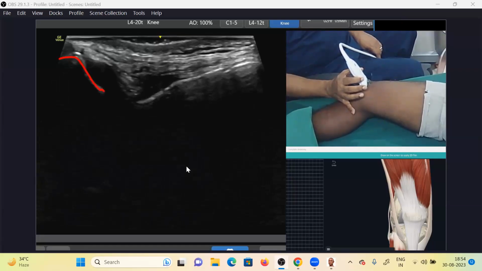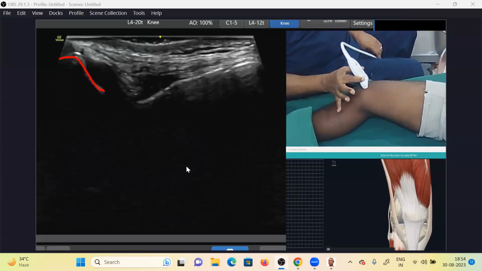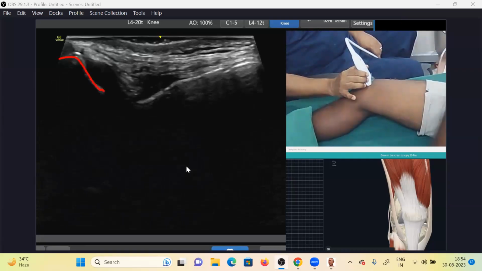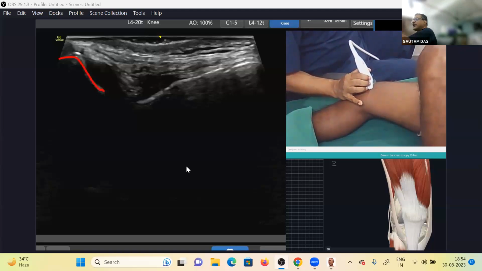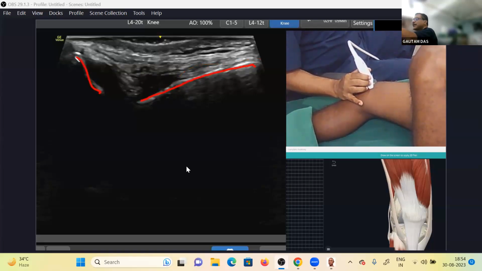Everybody is silent. Somebody at least tell what is that bony part? That is bone, no? And see, I'm holding the probe. Patella, sir. Patella. So why are you silent? And what is this bone? It's a femur. Femoral condyle, medial. This is your patella.